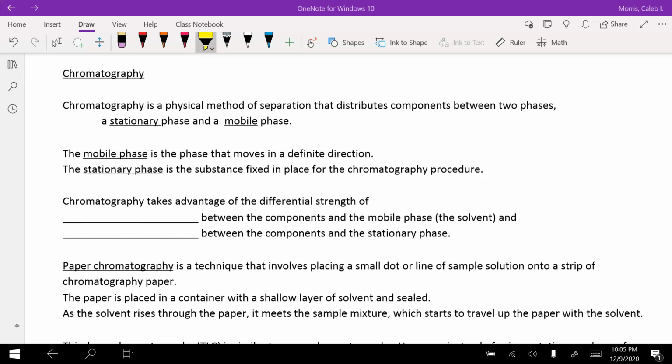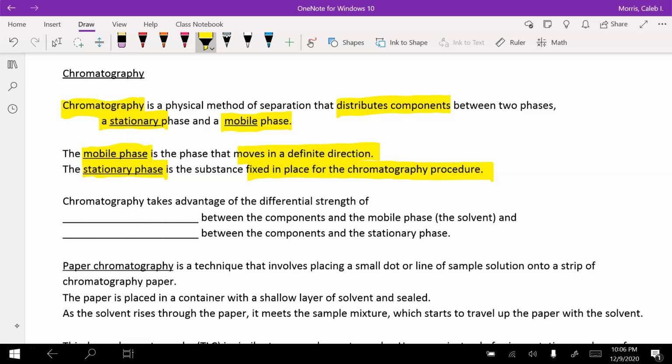This is unit 3.9, and we're continuing talking about chromatography. Chromatography is a physical method of separation that distributes components between two phases. There's a stationary phase and a mobile phase. The mobile phase is a component that moves, and it moves in a definite direction. The stationary phase would normally be a solid. It's the substance that is fixed in place for the chromatography procedure.